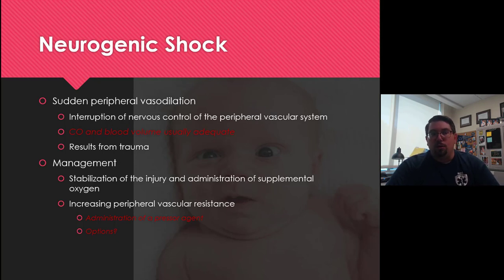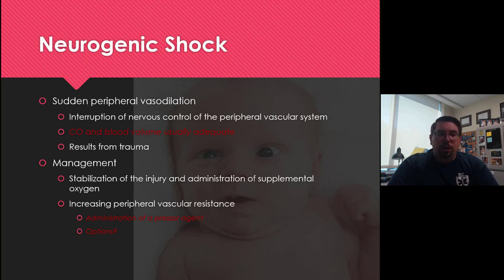We lose that tone. And so we see CO, carbon dioxide, and blood volume usually are adequate. However, we're going to see a result of that dilation leading to hypovolemia secondary to an increase in reserve volume, the amount of volume that's the container size, if you will, of the vessel. Now, management is going to be primarily focused on stabilizing the injury and giving supplemental oxygen. Remember, aggressive airway management, high flow oxygen is always indicated in pediatric patients.